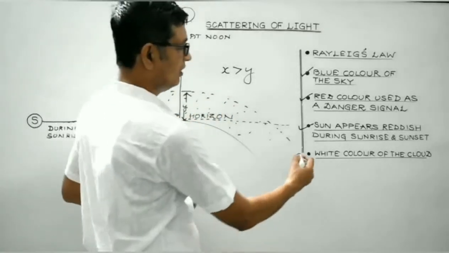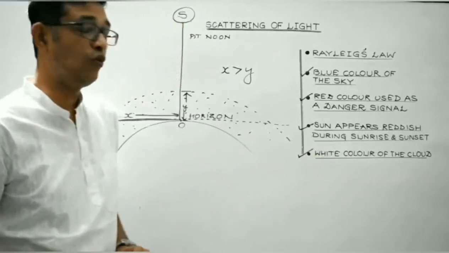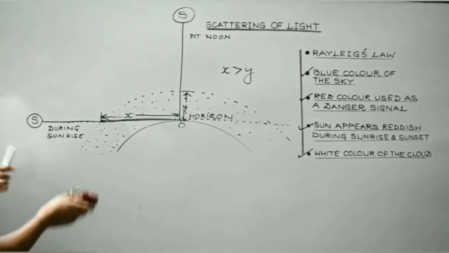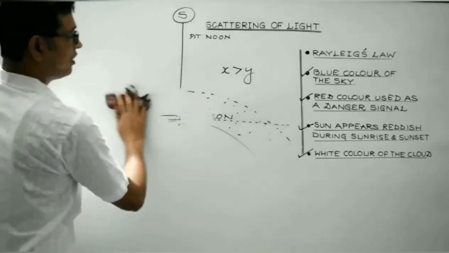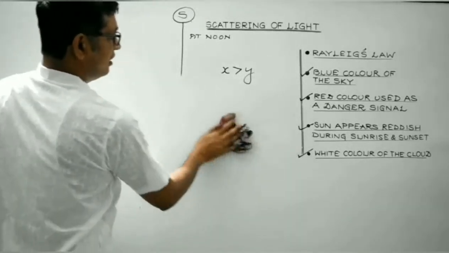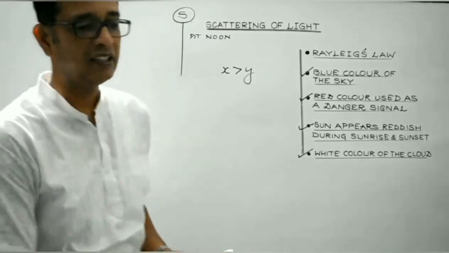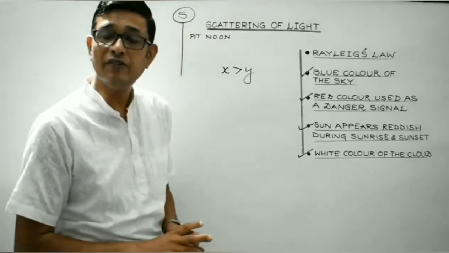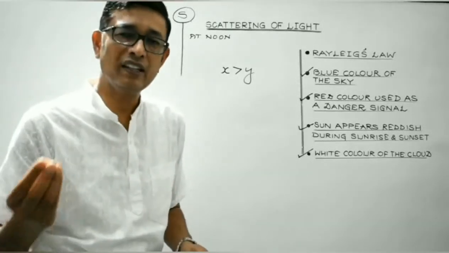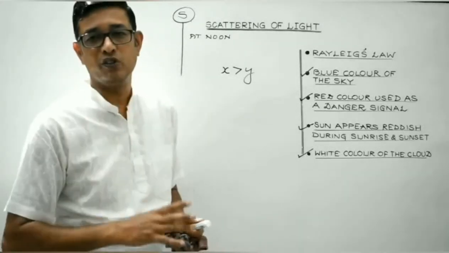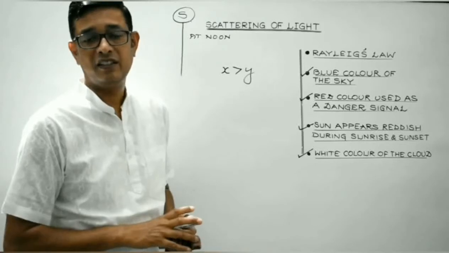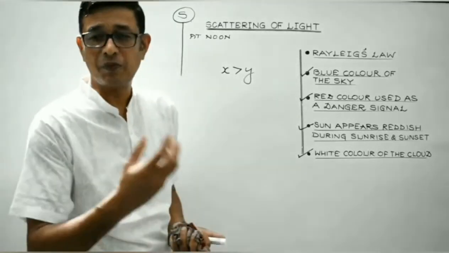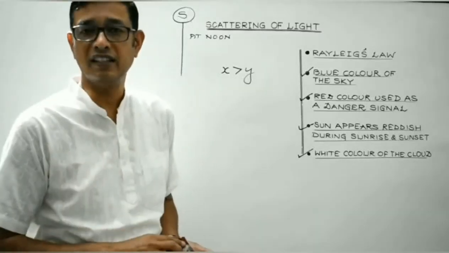Okay, last one: white color of the cloud. Students, I must mention, as I've already mentioned earlier, that light gets scattered obeying Rayleigh's law only if it is scattered by extremely small molecules, right? In the case of clouds, they contain water droplets and dust particles which are quite large in size.